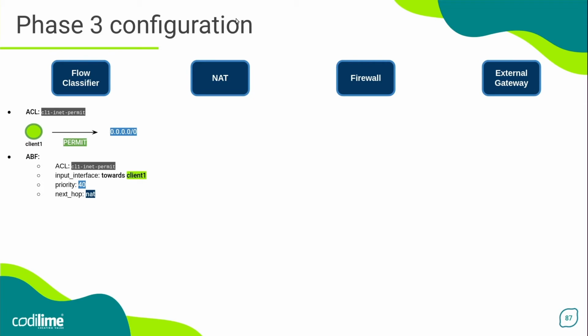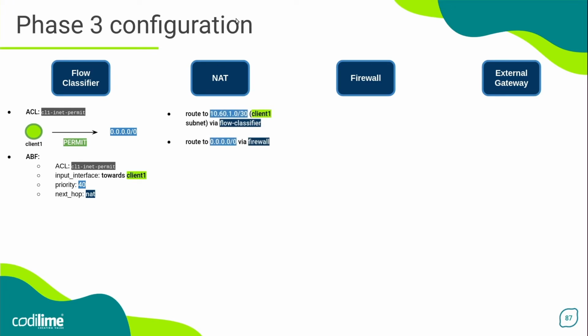Next, we add ABF with the following parameters. As an input interface, we indicate the one connected to client 1. The next hop is set to the NAT, and the priority is set to 40. It is the lowest priority value we have set so far, and it is important as this rule has a very wide scope, any destination IP, any protocol, any port. It's perfect for describing internet traffic, but it is a bit dangerous because it has a wide field of influence. Because any packet received from client 1 will match. Fortunately, thanks to the priority setting, this rule will be used as the last in our rule list, when no other rule matches.